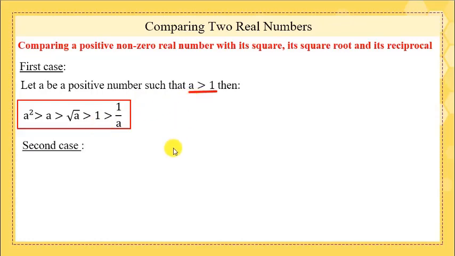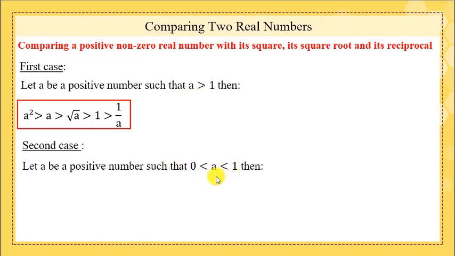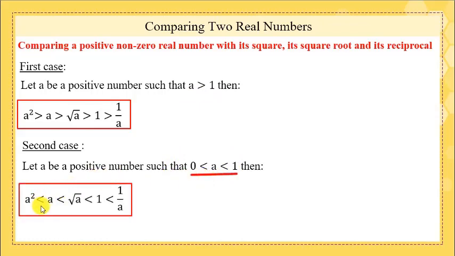But here in the second case, if the number a is between 0 and 1, then a square is less than a and radical a is greater than a. And since a is between 0 and 1, radical a should be between 0 and 1, and 1 over a should be greater than 1.